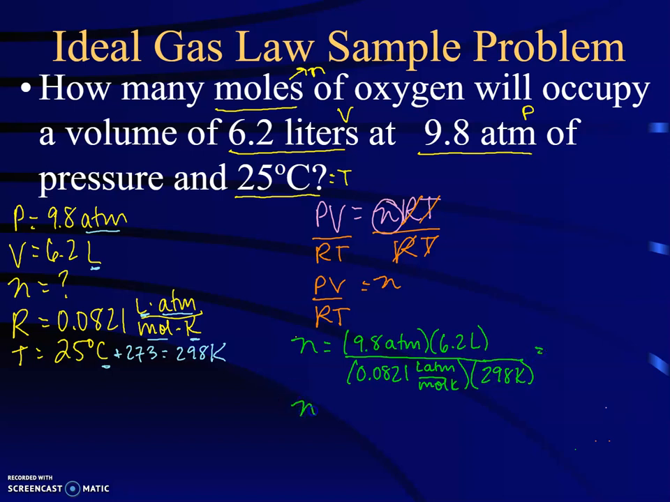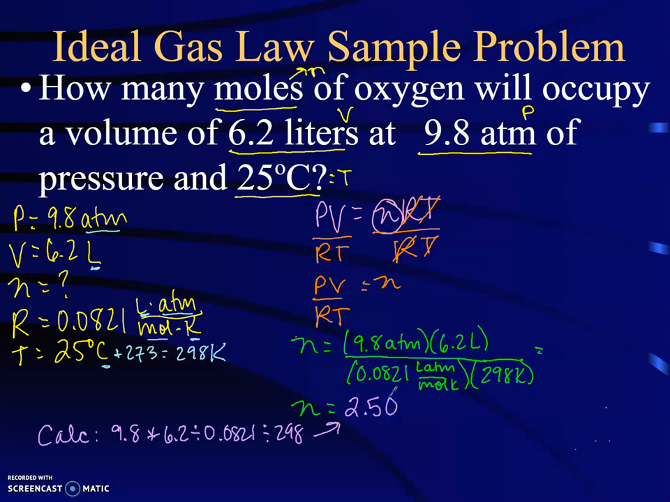Okay, so in the calculator, you multiply everything in the numerator and divide by the denominator. Denominator means divide. So in my calculator, I put 9.8 times 6.2 divided by 0.0821 divided by 298. You only have to plug in once. You don't have to then put something else in there. All right, and we get 2.50.